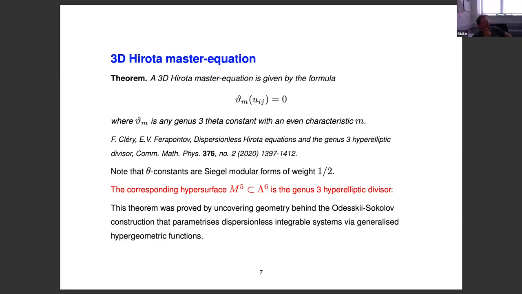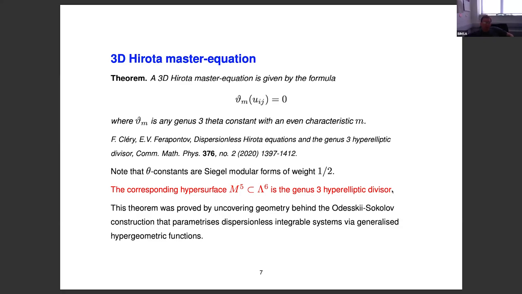It turns out that more or less every symmetric matrix can be obtained as a period matrix of some algebraic curve of genus three. Now, we can ask a question: what if our curve of genus three is hyperelliptic? It turns out that in this case, period matrices do not span the full space of 3x3 symmetric matrices. They form a hypersurface, and it's called the hyperelliptic divisor. So it's a hypersurface formed by period matrices of genus three hyperelliptic curves.